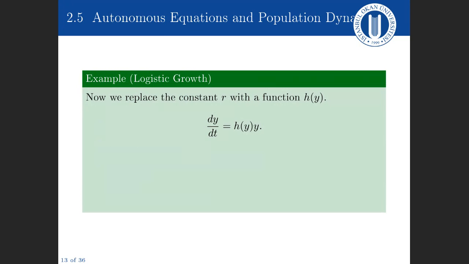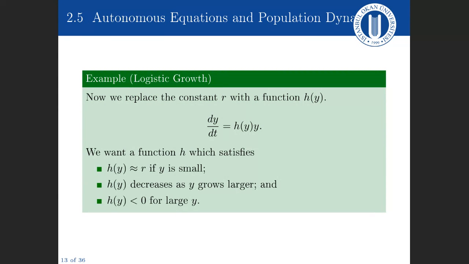To make our model a little bit more sophisticated, instead of a constant r, let's suppose we replace this by some function h of y. Now remember, we said the previous model was good if y is small. So if y is small, I'm happy for h of y to be the same as r. The problem happens when y gets bigger and bigger. I want h of y to decrease as y grows larger, and in fact I want h of y to be negative for large y.